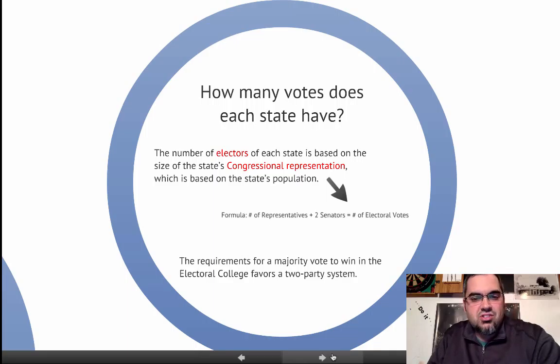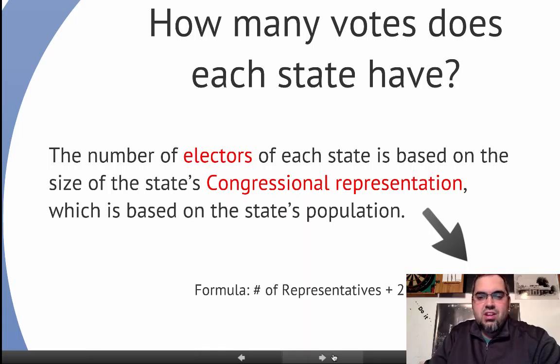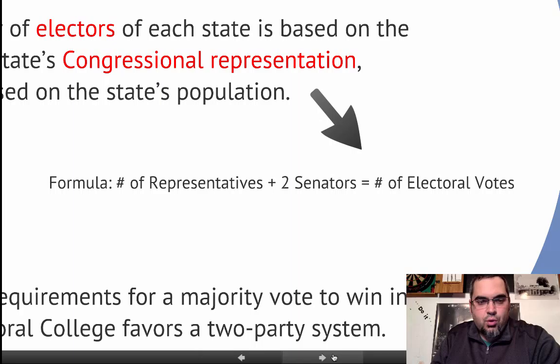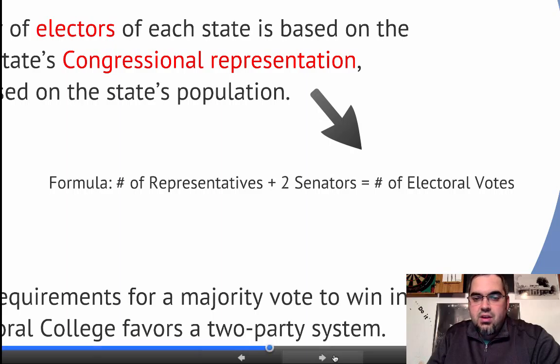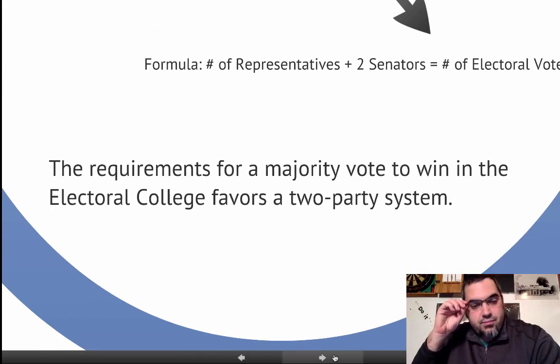How many votes does each state have, you ask? Well, the number of electors that each state has is based on the size of the state's congressional representation, which is partially based on the state's population. So here's a formula. It's the number of representatives in the House of Representatives. Every state has at least one. Virginia has 11. Plus 2 senators. That would give Virginia 13 electoral votes, or a minimum of 3 electoral votes for any state.